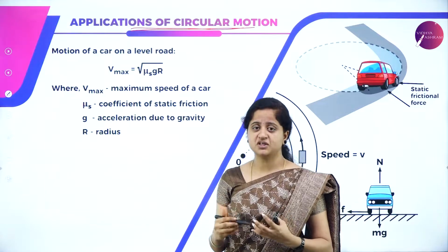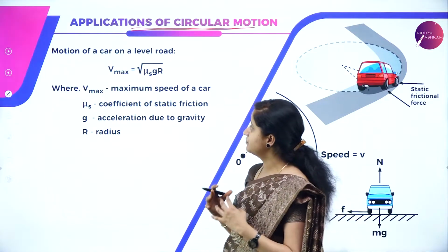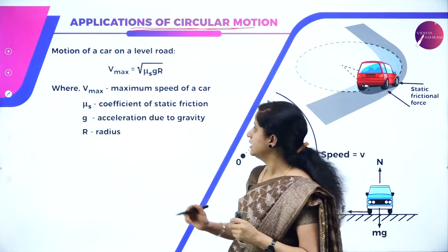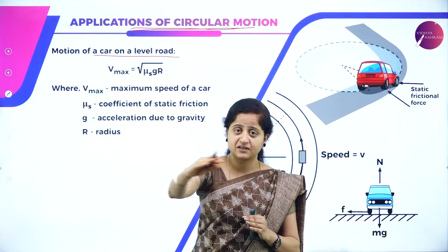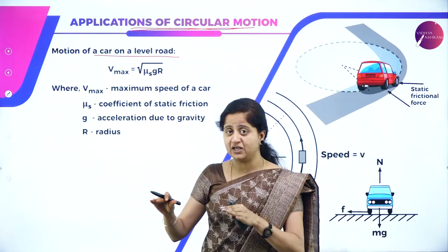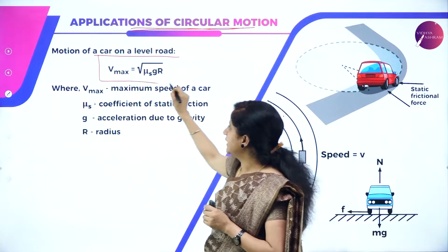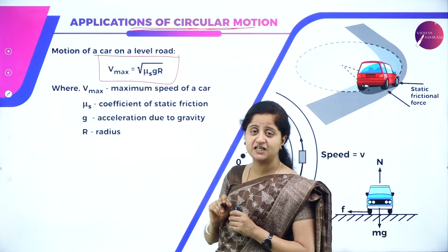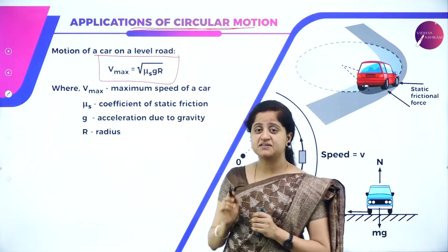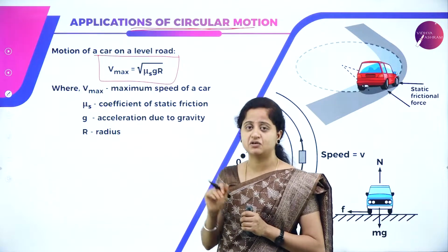So, circular motion has many daily life applications. Now we are going to discuss a few applications of circular motion. First, the motion of a car on a level road. If a car is undergoing circular motion on a level road, its motion can be calculated, and the maximum speed of the car is given by the square root of mu s g r. This is the maximum safest speed of a vehicle traveling in a level road in a circular motion.